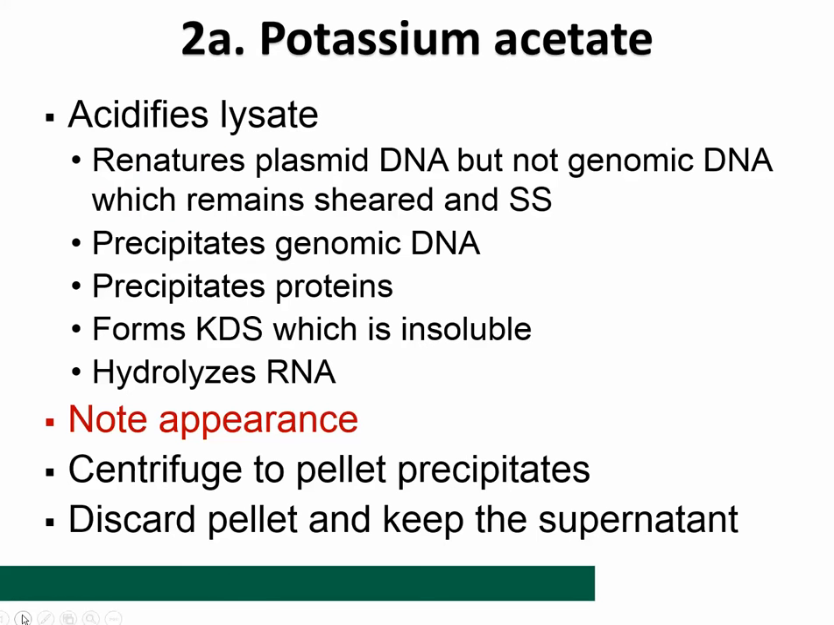Now, in our previous section, we learned that we use the alkaline lysis buffer to lyse the cells and then to expose the lysate. All right, so the second step is we take the lysate and add potassium acetate to it. And the purpose is to acidify the alkaline lysate. Now, this serves a number of purposes. Number one, it renatures the plasmid DNA.